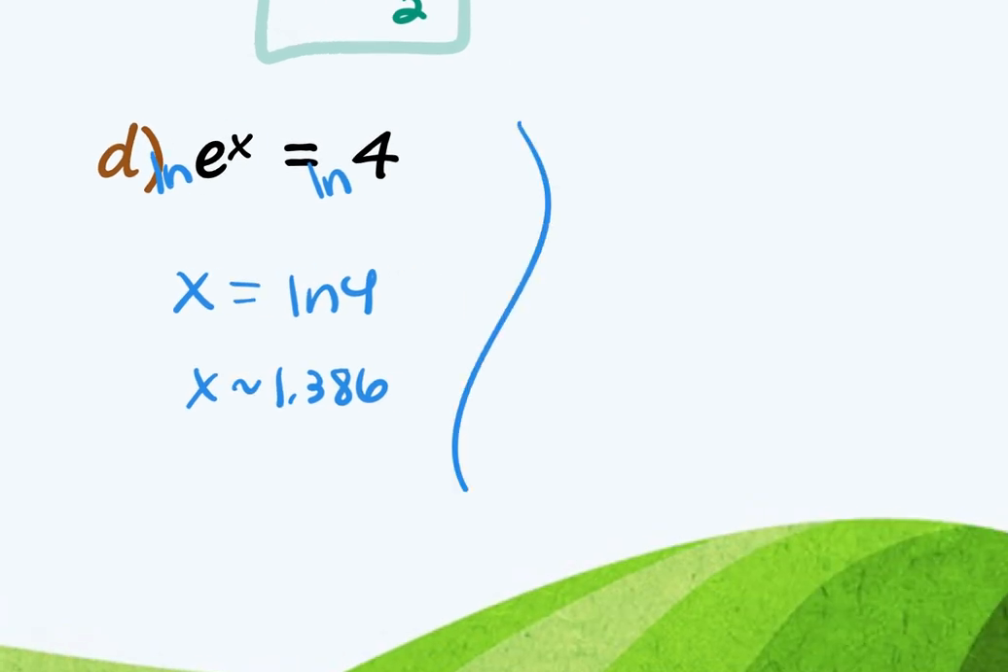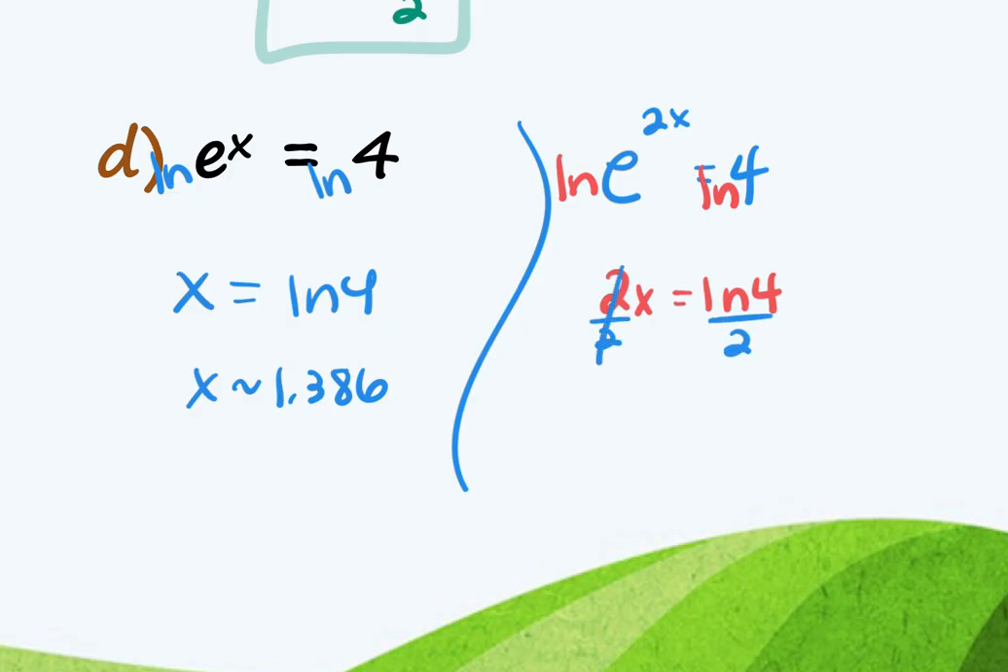Now let's say that had said e to the 2x equals 4. Still start the same way. I'm still going to ln, right? But what happens this time on the left-hand side? It's 2x equals ln of 4. So after I find ln of 4, I'm going to divide that by 2. So it would be ln of 4 divided by 2, 0.693. Questions on any of those?